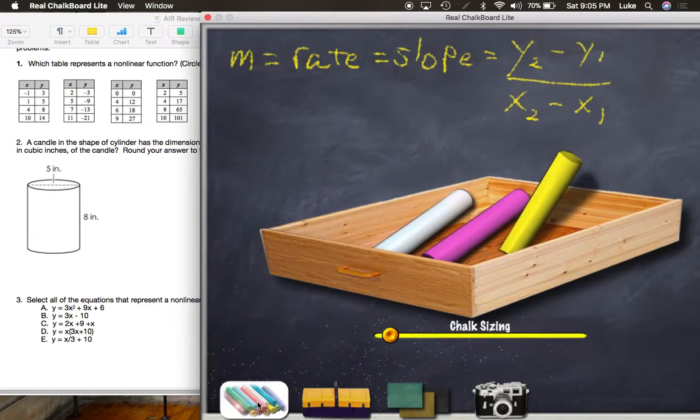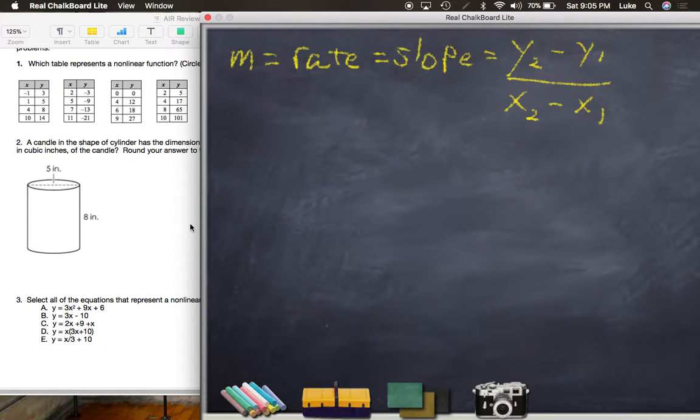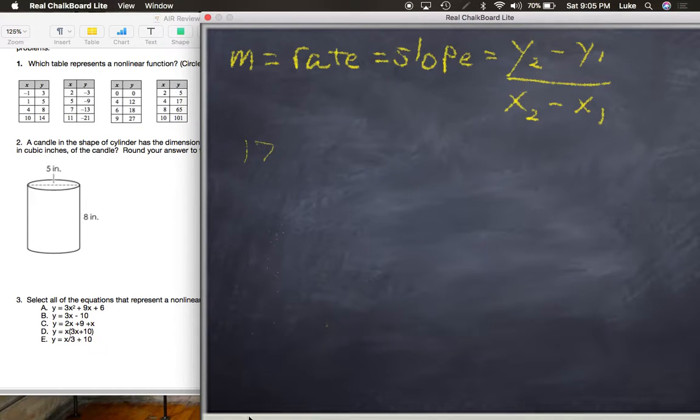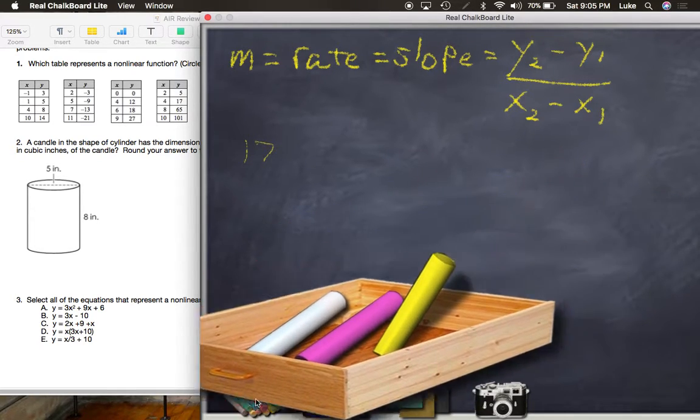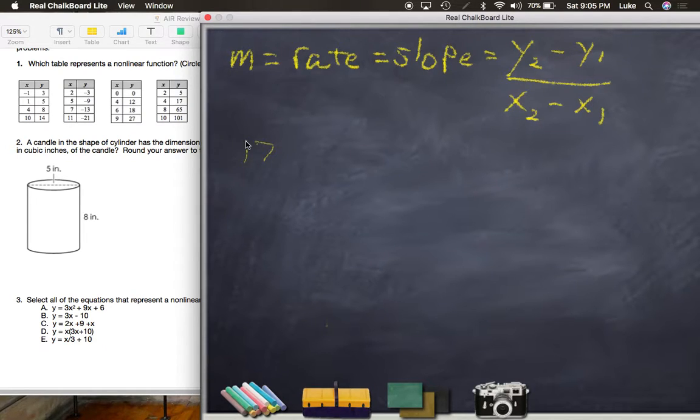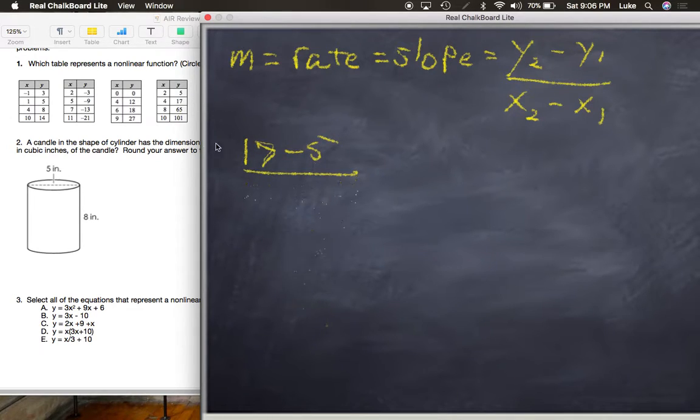So let's see what we get here with our last table. Let's see if I can get my chalk to stay the same size here. I don't know why it keeps on changing on me. We have a y2 of 17 and a y1 of 5. So it's going to be 17 minus 5 over an x2 of 4 and an x1 of 2. So now 17 minus 5 will give us 12. And 4 minus 2, of course, will give us 2, and that gives us a slope of 6, or a rate of 6.